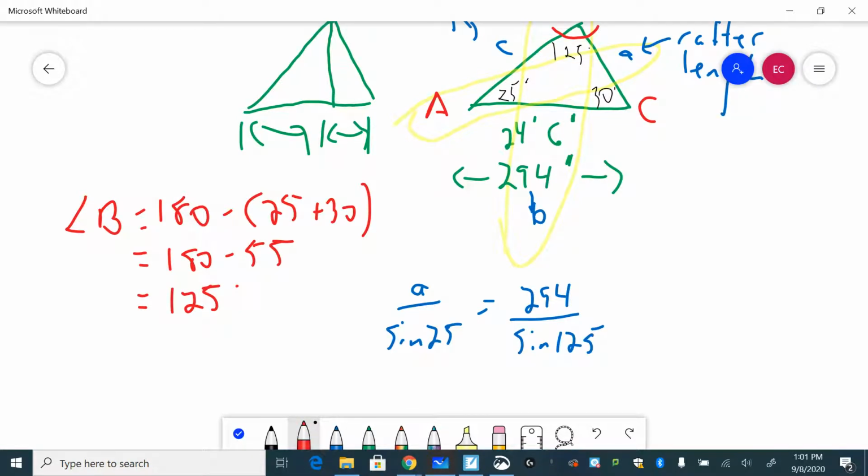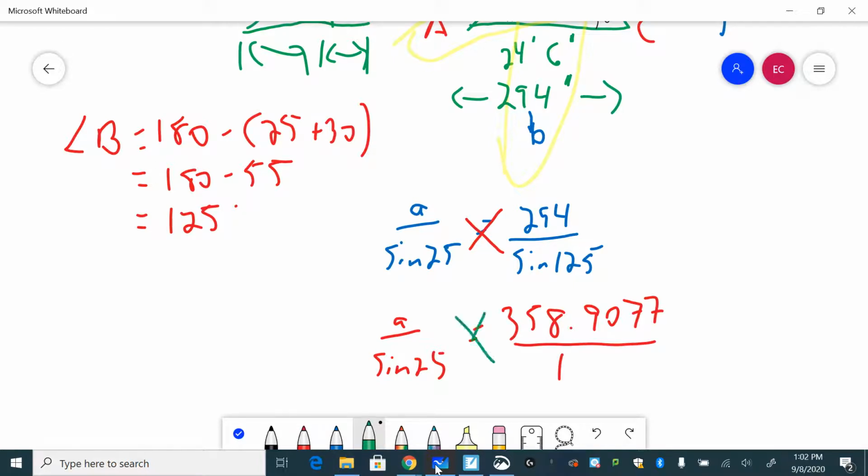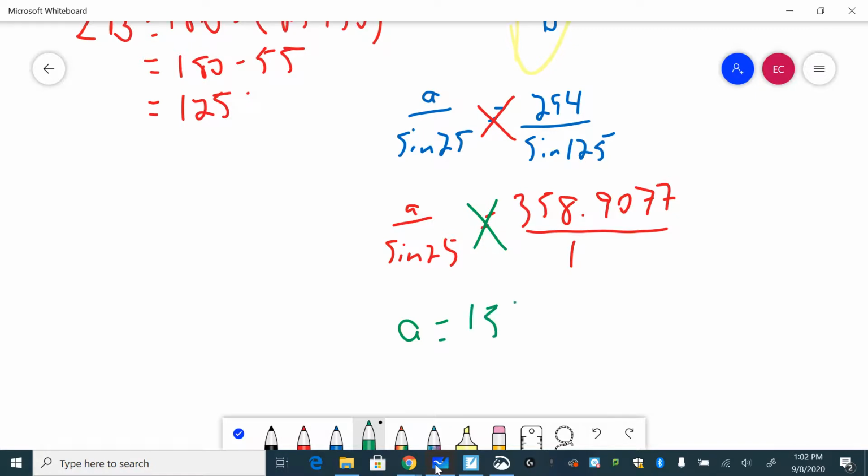Now, you can do one of two things. You can cross multiply right away and start working with it. I prefer to rewrite the left side, a over sine 25, and work out the right side. In my calculator, I go 294 divided by sine of 125 equals 358.9077. I'm going to put that over 1 and cross multiply, which makes it a lot easier to work with. So 358.9077 multiplied by sine 25 is 151.68096 inches.